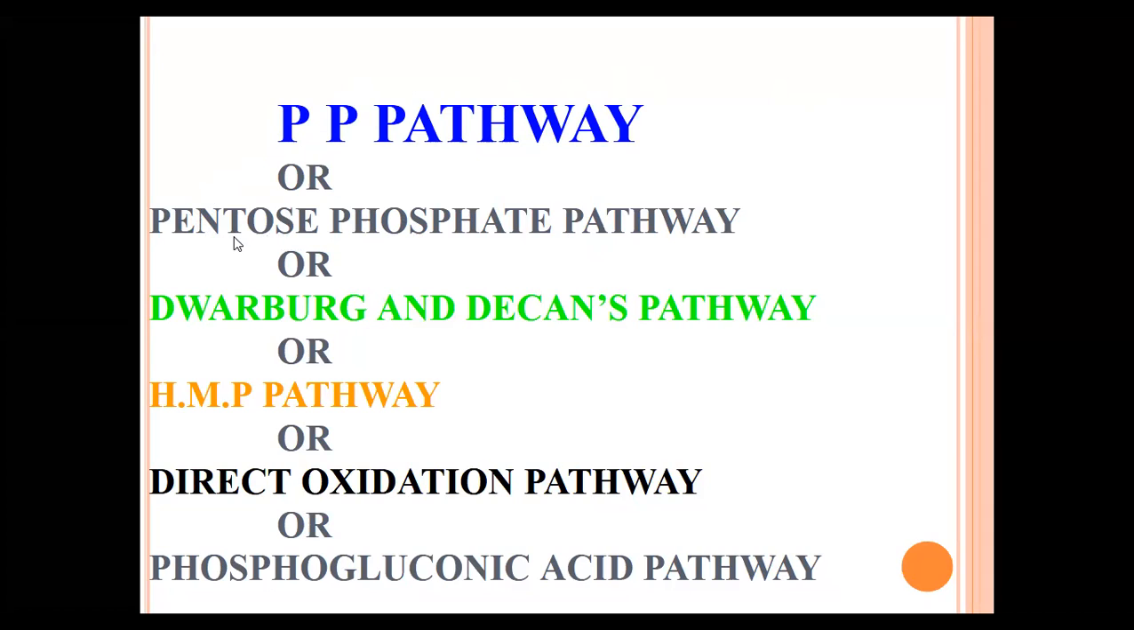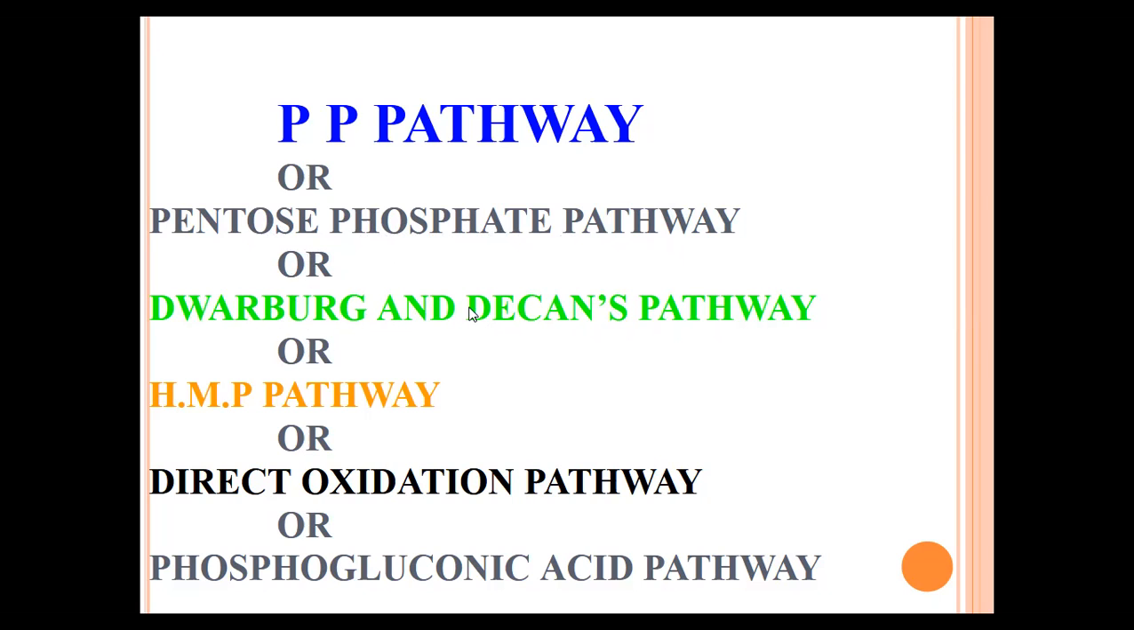In this pathway, more number of pentose sugars are repeatedly formed. So this pathway is called pentose phosphate pathway. The pentose phosphate pathway was first identified by Warburg and Dickens. So the pentose phosphate pathway is also called Warburg and Dickens' pathway.